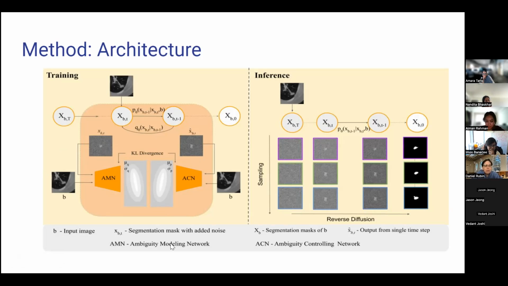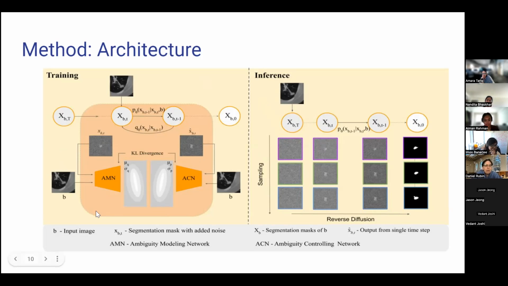During inference, you don't have to do anything else. You just pass this particular image, add the noise, and denoise it to get a mask, and then you again sample from the Gaussian noise. You do it as many times as you want, and you get different segmentation outputs.